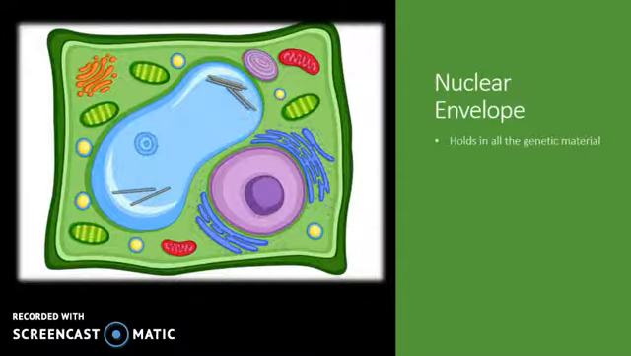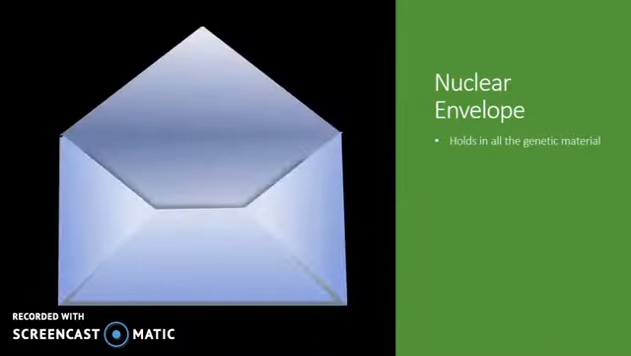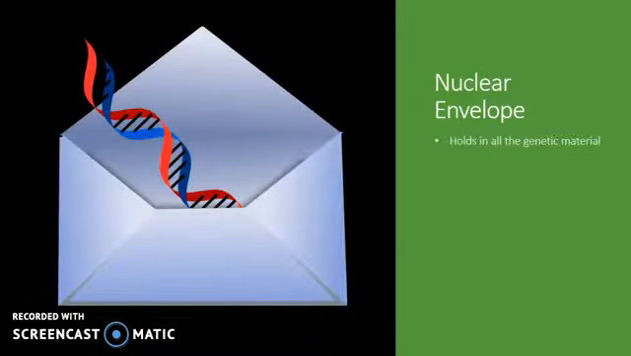The nucleus is surrounded by a nuclear envelope. This is kind of like the cell membrane, except around the nucleus. All you really need to know about the nuclear envelope is that it holds our genetic material inside the nucleus.